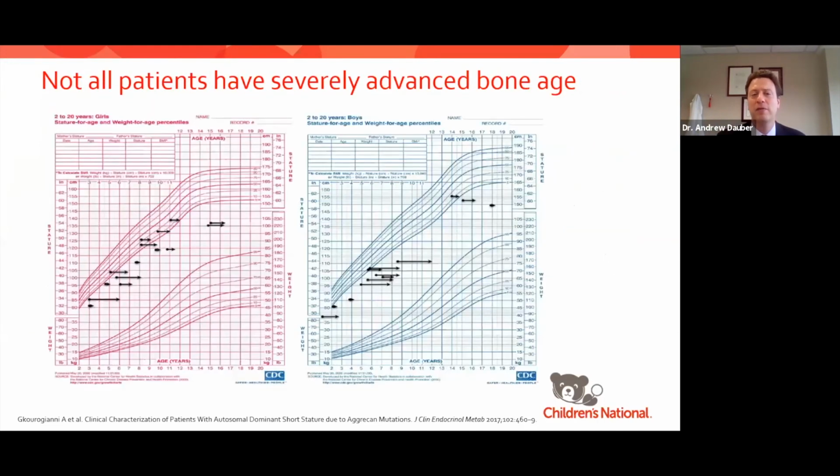So here's a graph showing on the right the growth chart for boys and on the left for girls, showing the degree of short stature and the bone age advancement, which was highly variable. And there have been even a few cases reported now of patients with clearly pathogenic Aggrecan mutations who didn't even have an advanced bone age, although I would say that's the exception and not the rule.